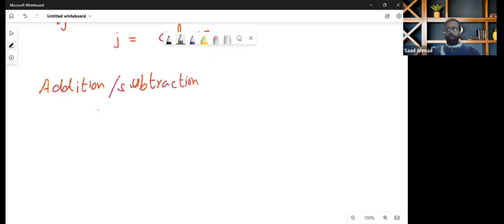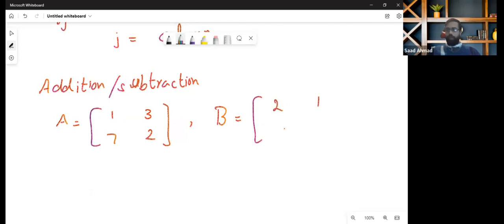Addition or subtraction. Let's say I have a matrix, just taking an example. Let's say my matrix A is 1, 3, 7, 2. And the matrix B is 2, 1, 5, 9.